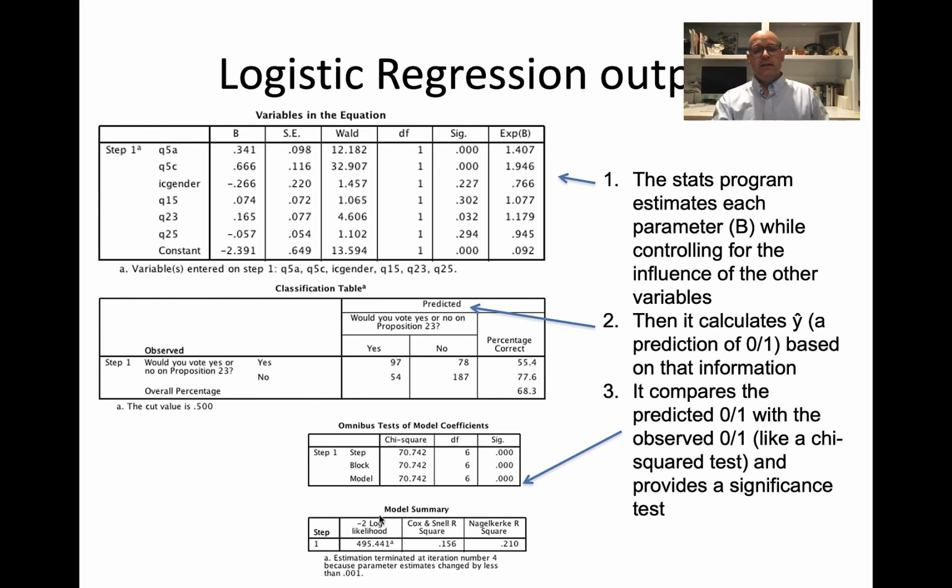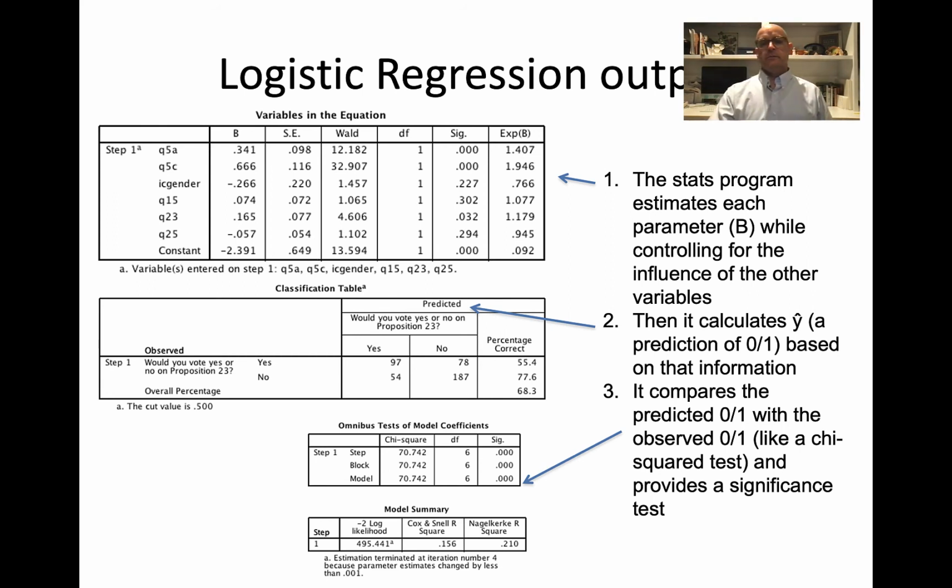Now we'd go down here, and here's an R-square. Since it's not really an R-square like in a correlation or a regression, you have to simulate it, and we have different ways to do that: Cox-Snell or Nagelkerke R-square. You can report either one of those. These are a representation of how much variation in the dependent variable can be predicted by the model. Now the model is all these questions.